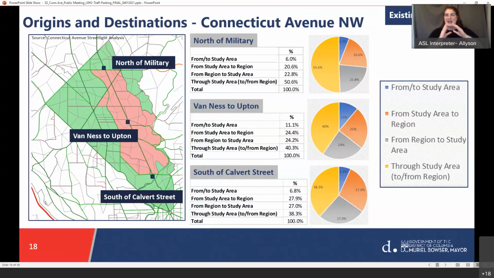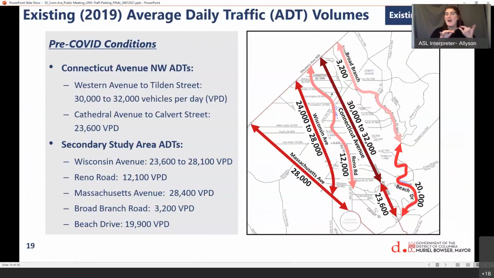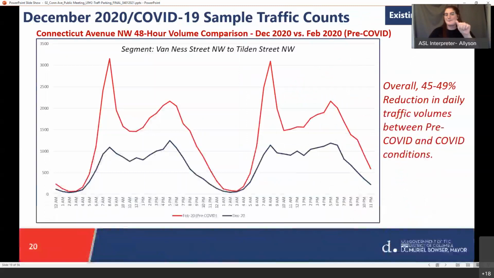In terms of average daily traffic volumes, Connecticut Avenue, as you can see, ranges from about 30 to 32,000 in the midsection to the northern section of the corridor, and about 24,000 near Calvert Street. As you can see, Wisconsin Avenue and Mass Avenue have about an equal number of vehicles per day, 28,000 in Wisconsin and about 28,000 in Mass Avenue. All of the numbers, I should say, are pre-COVID numbers.